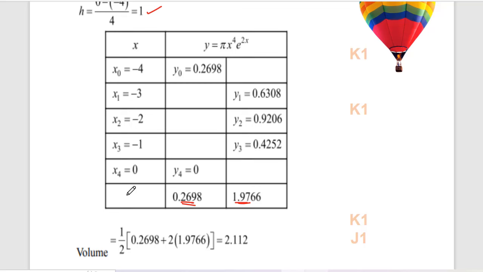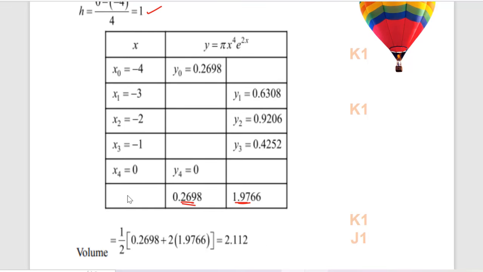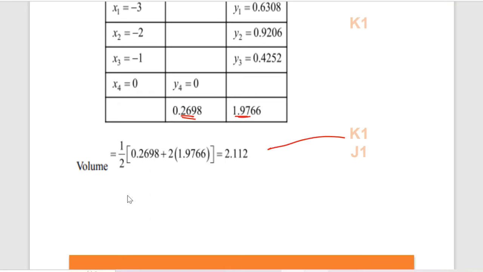Ini kita dah tukarkan dia pada 3 decimal places. So markah dia dekat sini. Awak boleh keluarkan formula volume ni, kita dapat K1. Then awak masukkan dalam table macam ni. Awak cari y0 plus y4, masukkan nilai semua ni dapat K1, and then dapat lagi satu K1. Then masukkan dalam formula, dapat K1, jawapan ni dapat J1. K1 ni masukkan dalam formula ni. Jawapan akhir dapat 2.112, dapat J1.